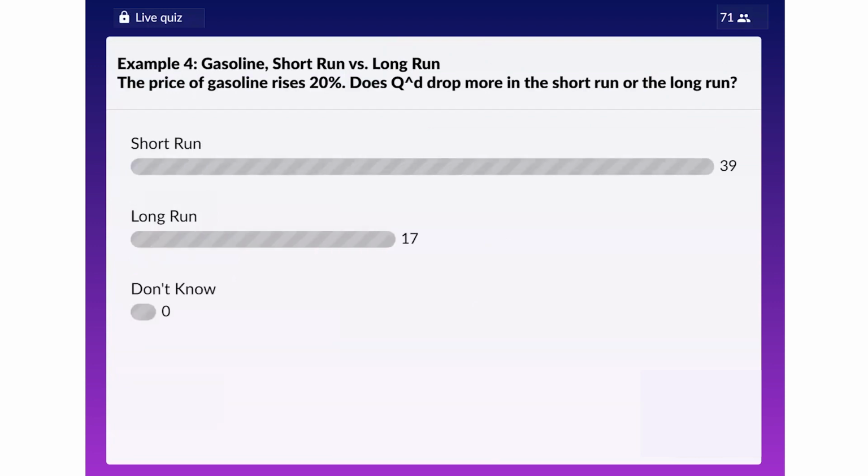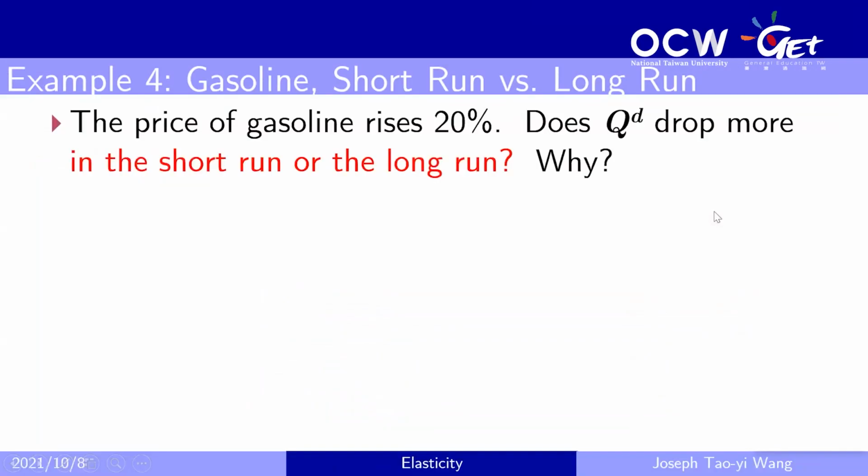Okay, so now let's look at your answers. The majority of you said the short run. Some of you say long run. And the answer is the long run. Okay, so the key thing is this. Does the quantity drop more in the short run or the long run?